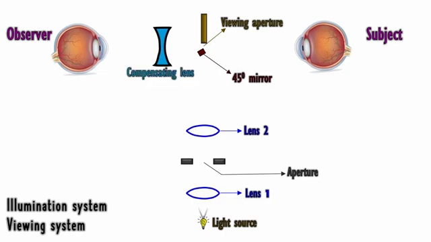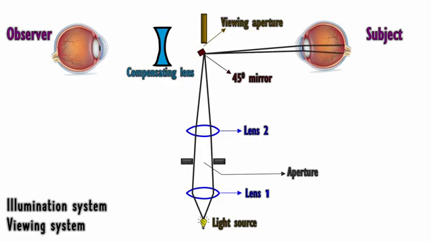Light rays from the lamp are converged slightly by the first lens, pass through the aperture and are focused by the second lens onto the mirror, which then reflects light into the patient's eye to form an illuminated area on the patient's retina. Some of the reflected rays from here now pass out of the patient's eye through the viewing aperture and compensating lens of the ophthalmoscope onto the observer's retina.